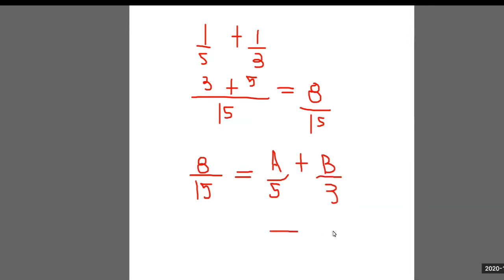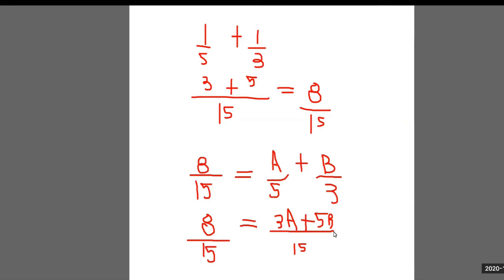We'd have to work it out such that we'd have 15, then that would be 3a plus 5b. And then we'd have to say which two numbers a and b satisfy that 3a plus 5b is 8. The only possible numbers that we can see right there are a equals 1 and b equals 1. Because if a equals 1, we get 1 over 5 plus 1 over 3.